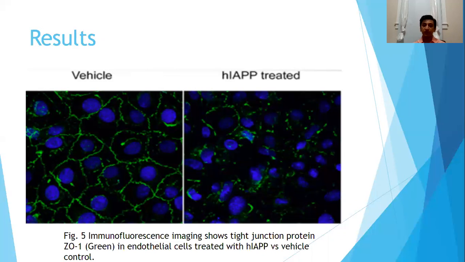Along with this, the immunofluorescence imaging showed a significant reduction in overall ZO1 tight junction protein in cells treated with HIAPP versus the vehicle control. As you can see in this picture, with the vehicle control, the ZO1 tight junction protein is mostly encasing all the nuclei, intact and put together, compared to the HIAPP treated cells, where most of the integrity is now gone and the nuclei are not surrounded with the strong ZO1 tight junction protein anymore.